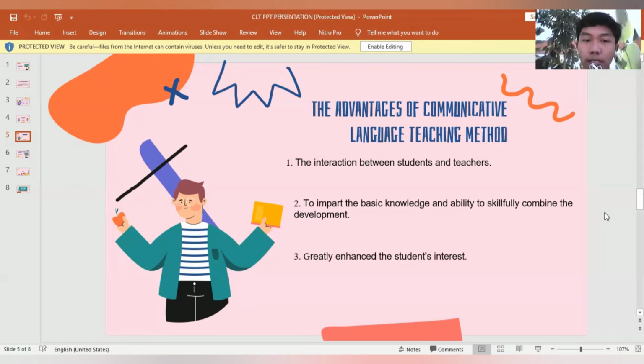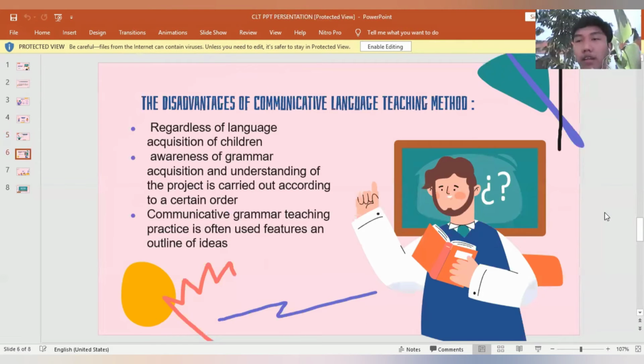Okay, next slide. Now, in this section, we will talk about the disadvantages of CLT. The first is, regardless of the language acquisition of children, the drawback of this communication method. Many students don't understand English when the teacher asks, and the student answers, but the student cannot understand what the teacher means.